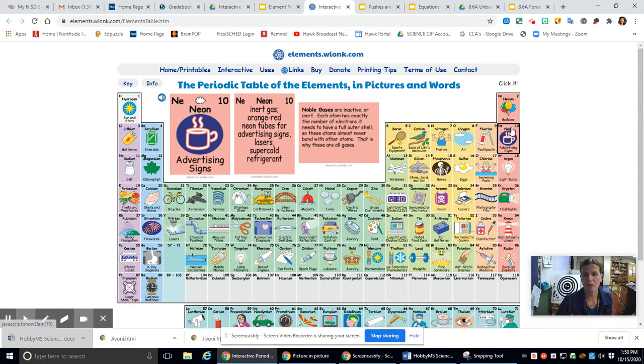Noble gases. So neon is a noble gas because it is in group 18. They are inactive or inert. Each atom has exactly the number of electrons it needs to have a full outer shell. So these atoms almost never bond with other atoms. That's why these are all called gases.